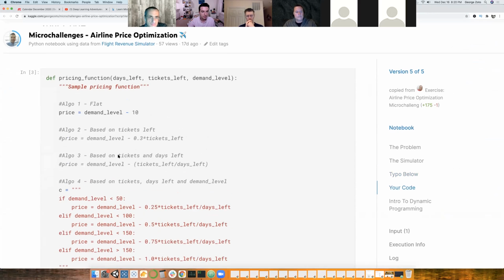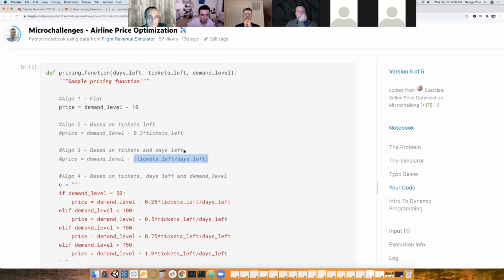And then based on the different approaches, I tried different ones. The easiest one is just to sell 10 tickets a day. Another one is to sell a percentage of tickets left. Another one is to uniformly spread them out based on the days. That was your heuristic approach, Dimitri. That was the third approach.